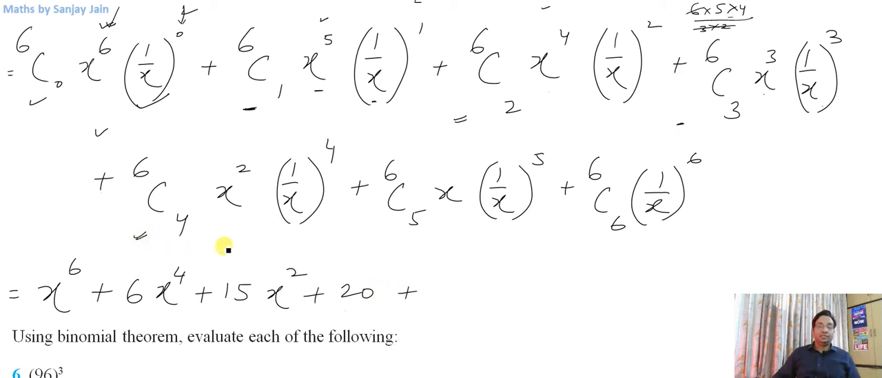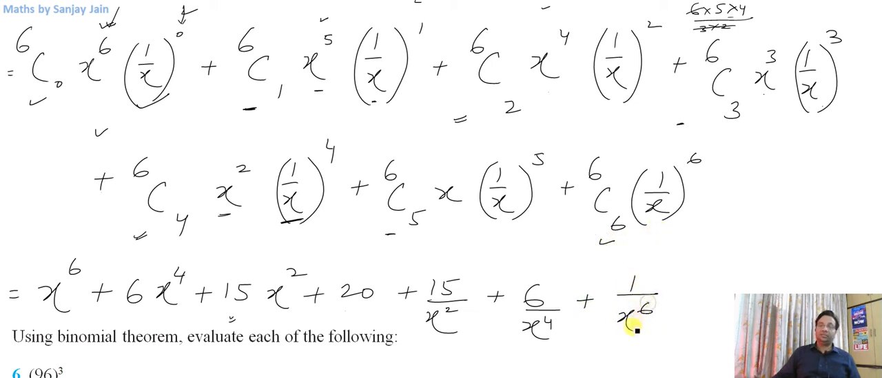6c4 is 6c2, which is 15, right? So 15, this is x raised to power 4 in the denominator, x square in the numerator, so I'll write x square in the denominator, plus 6c5 is 6, and I'll have x raised to power 4 in the denominator. This is 1 and this is x raised to power 6 in the denominator. So this is your expansion.